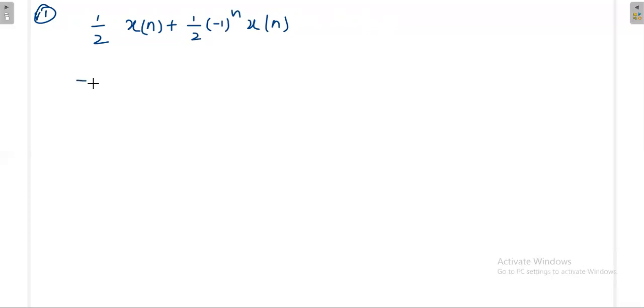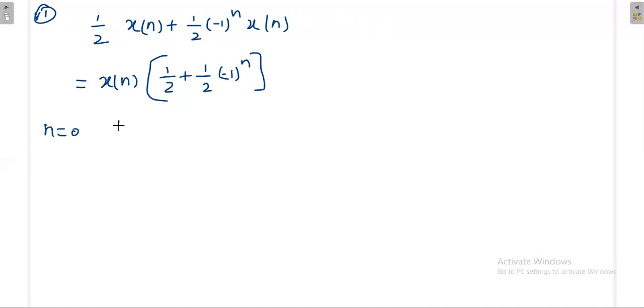Otherwise, mathematically you can do some modification here. You take x of n separately, then you get 1 by 2 plus 1 by 2 minus 1 power n. Now what happens when you substitute n equal to 0? If n is equal to 0, what are we getting? I am concentrating on this one.